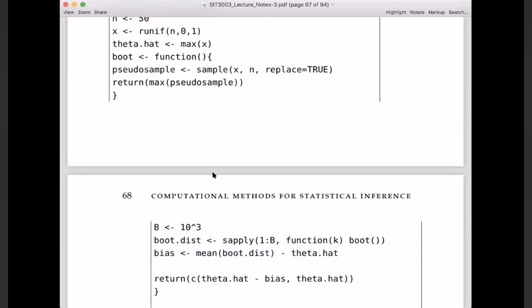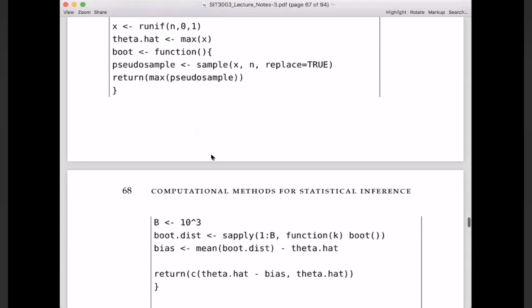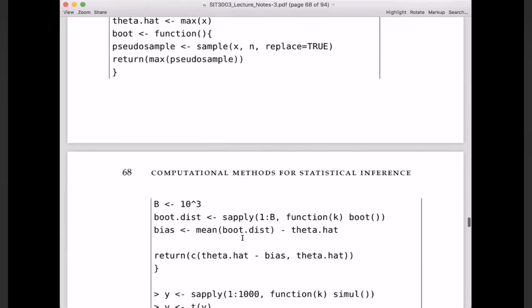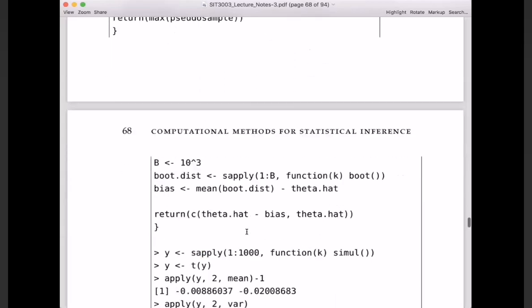So this completes one cycle of simulation where I actually draw a random sample from a uniform distribution. And then I compute the theta hat. And then I try to correct for the bias using theta hat minus bias. The bias is estimated from bootstrapping.